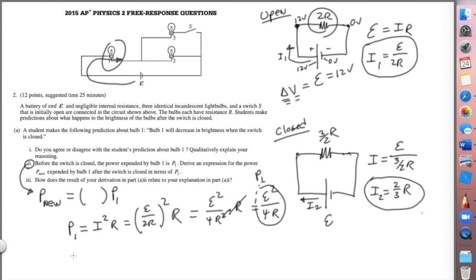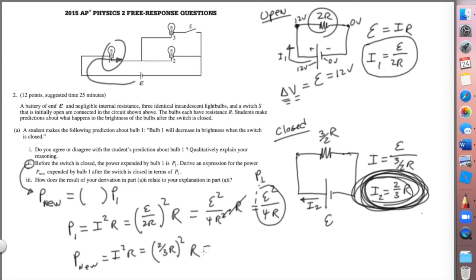Now, the new power, when the switch closes, the current changes. So over here, we have the current through bulb 1 when the switch closes. Again, using I squared R. However, the current now is 2/3 E over R, squared, times R. So this is going to simplify to 4... oh, I forgot the E.